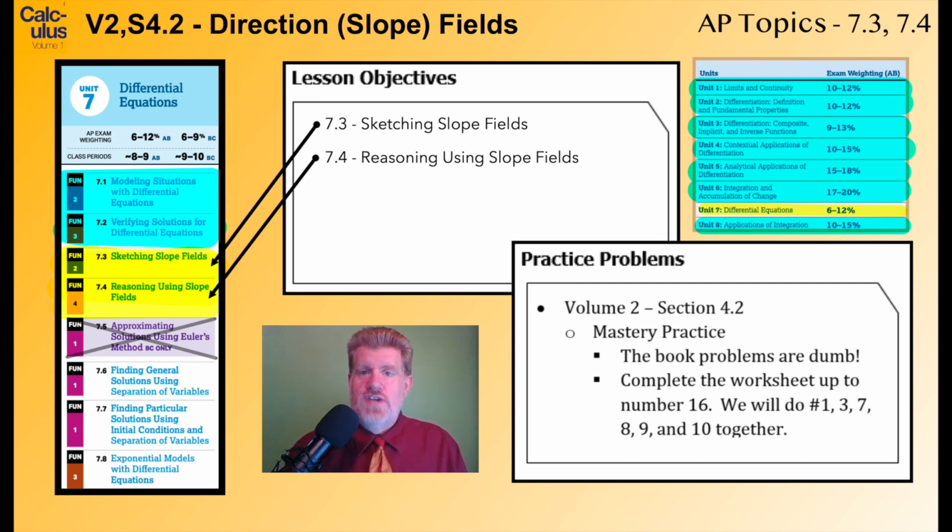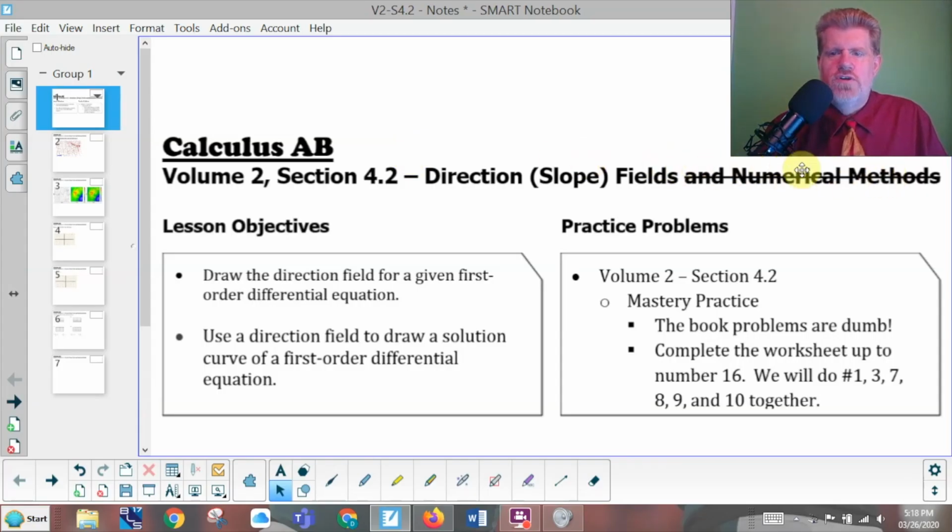This is our second lesson out of the four we need to do, and it is called direction fields, or I actually call them slope fields. There's a subtle difference between the two, and I'll tell you what they are. Also known as numerical methods. There's a method called Euler's method that's used to approximate these answers that we're not going to bother with. Our objectives are to draw direction fields or slope fields for a given first order differential equation and to draw a solution curve to a first order differential equation.